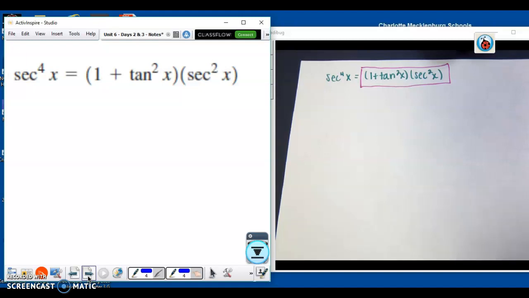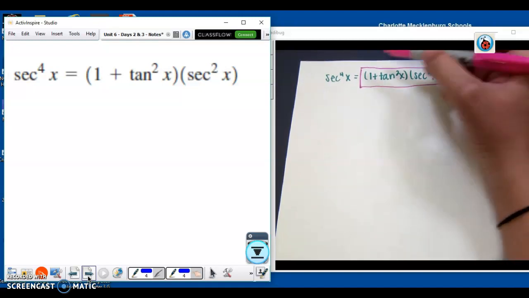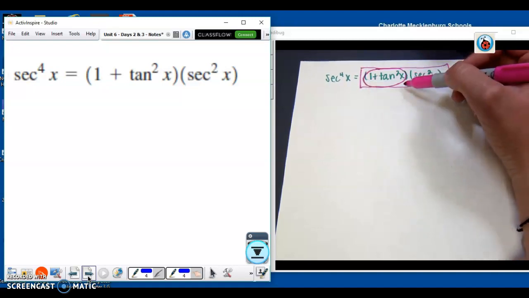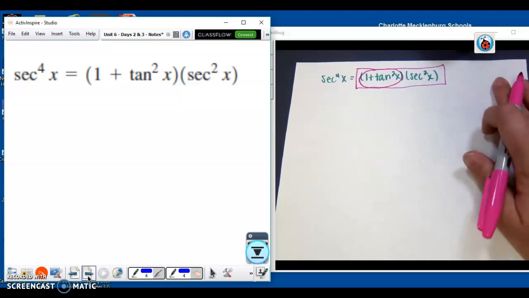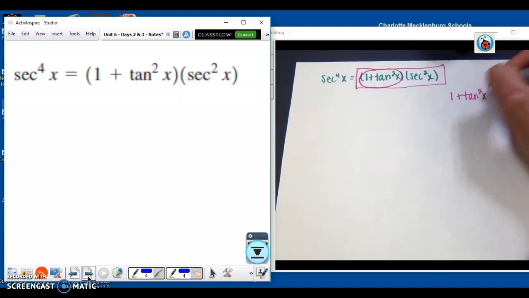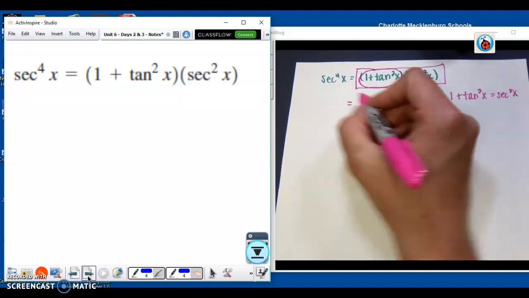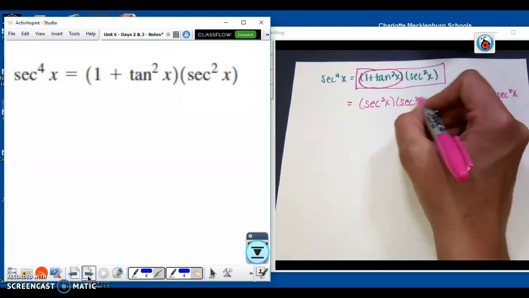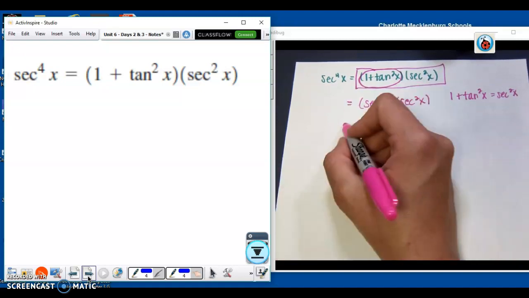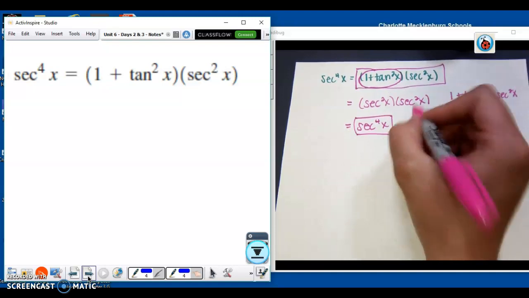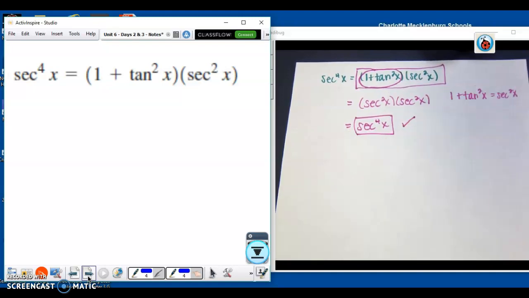So what I want you to notice here is this is already secant squared. Well, 1 plus tangent squared, we have that 1, and we have the squared trig function. So remember, you have those Pythagorean identities. Well, we know 1 plus tangent squared is secant squared x. So I can rewrite this part as secant squared x. This is just secant squared x. Well, if you have secant squared times secant squared, that would be secant to the 4th x, which is what the left-hand side wanted us to get. And that's all you had to do.